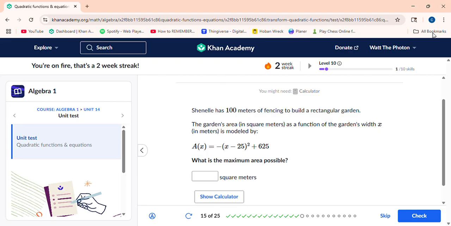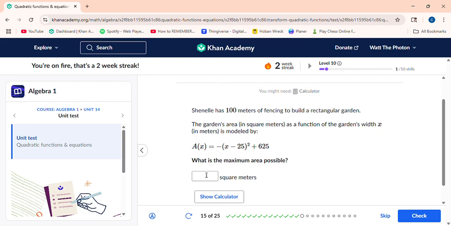So -x squared plus 50x plus 0. So if we do the derivative, that's negative 2x plus 50. X is equal to, what's that, 25? Negative 25. X is equal to 25. That makes sense. So 25, and I plug that back in.